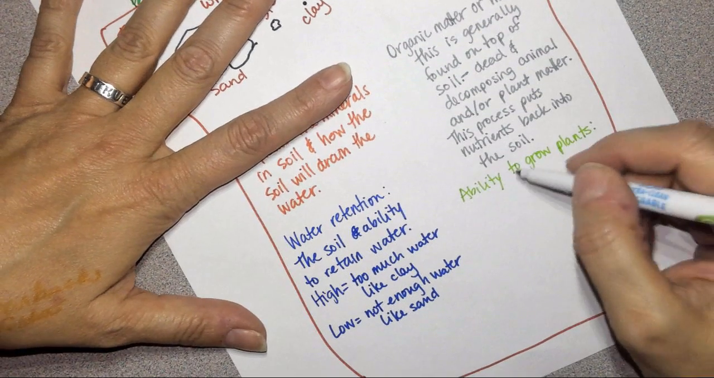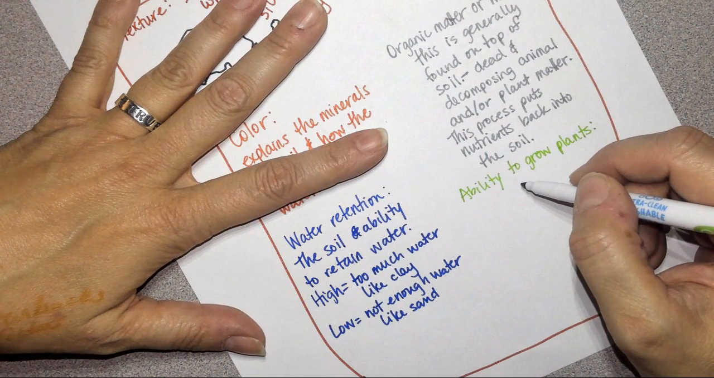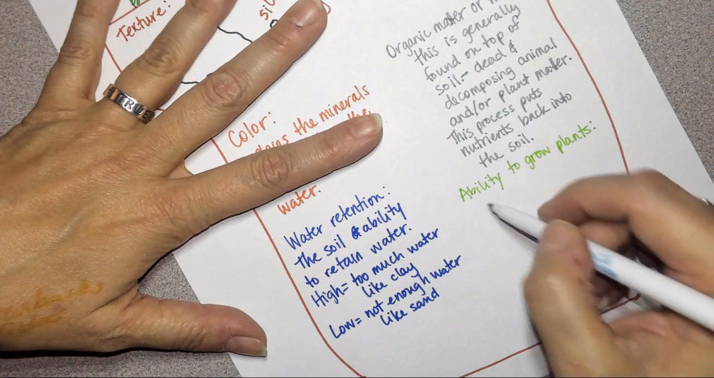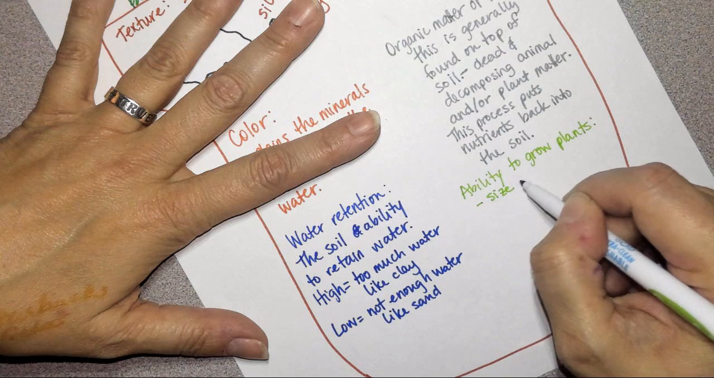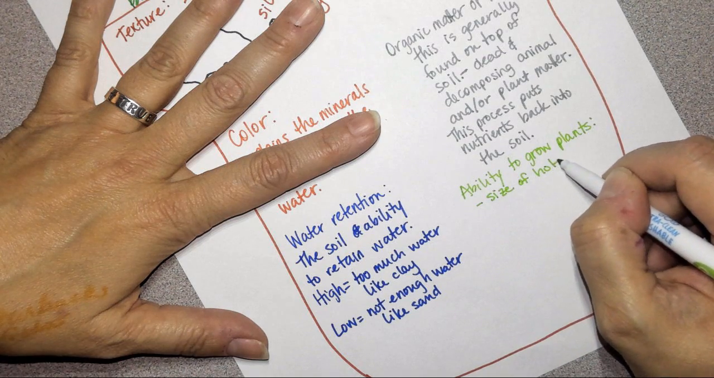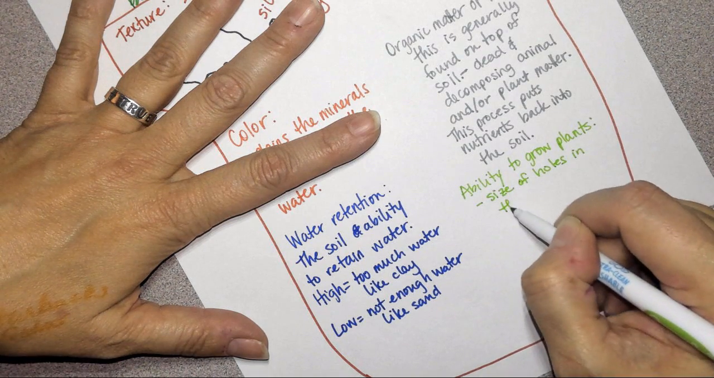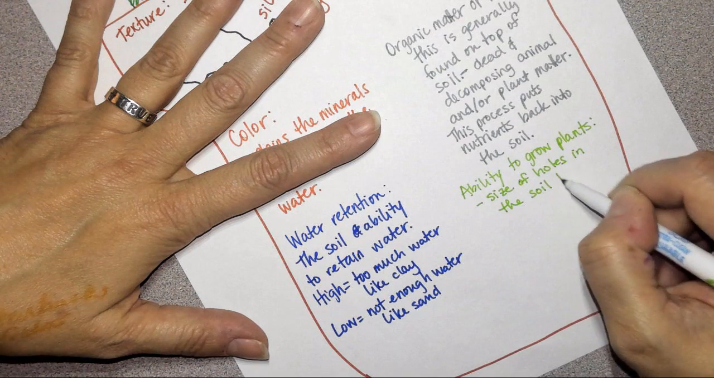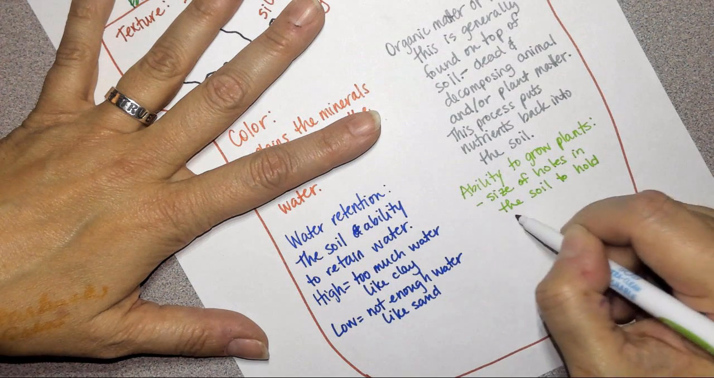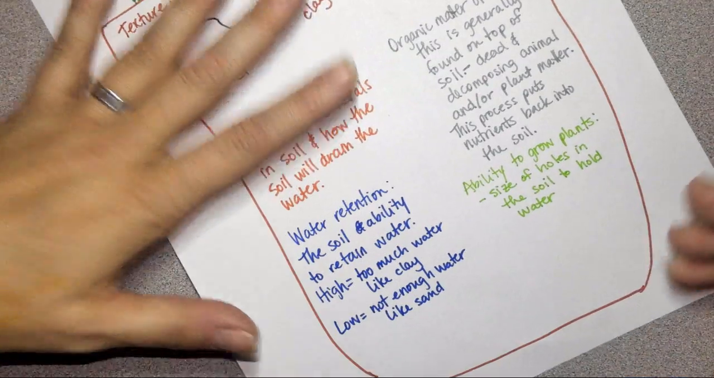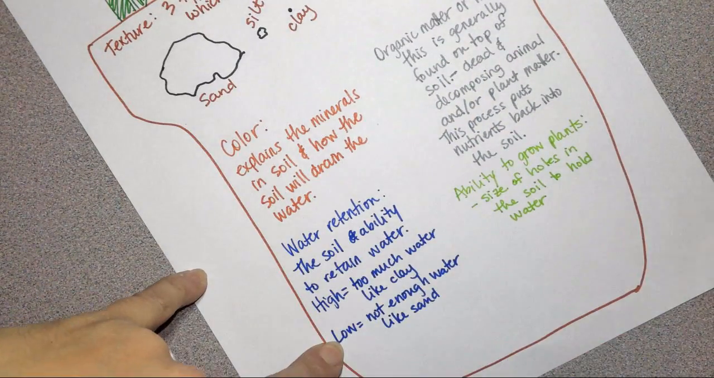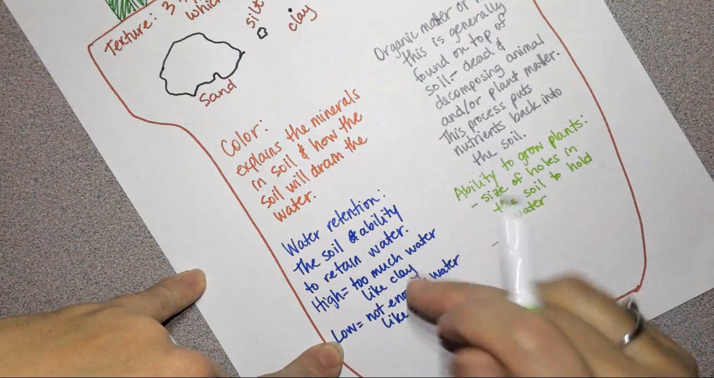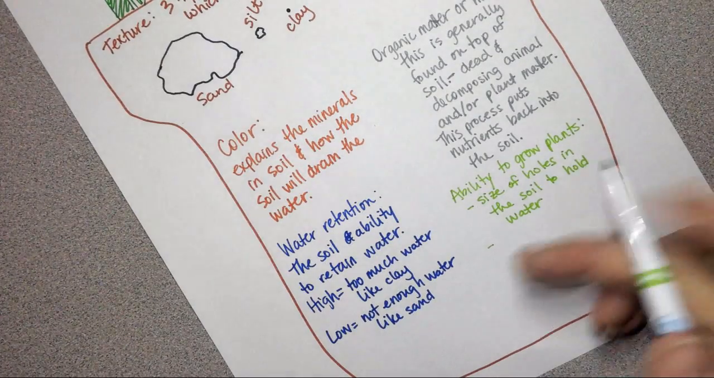So, what's important? First off, the size of holes in the soil to hold water. So if you have really big holes like you do in the sand, then that water is just going to go straight through it, right? Okay? And then if you have itty bitty holes, the water is going to get trapped in there, and then it's going to stay in the soil instead of going to the plant.